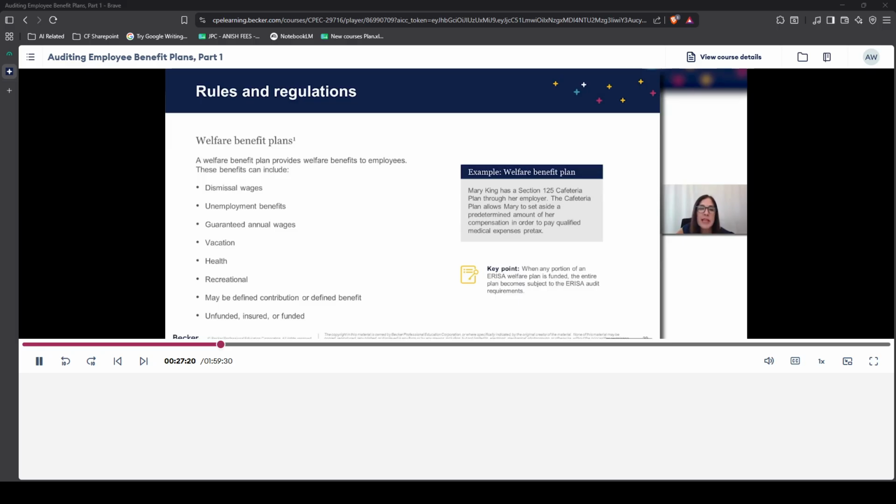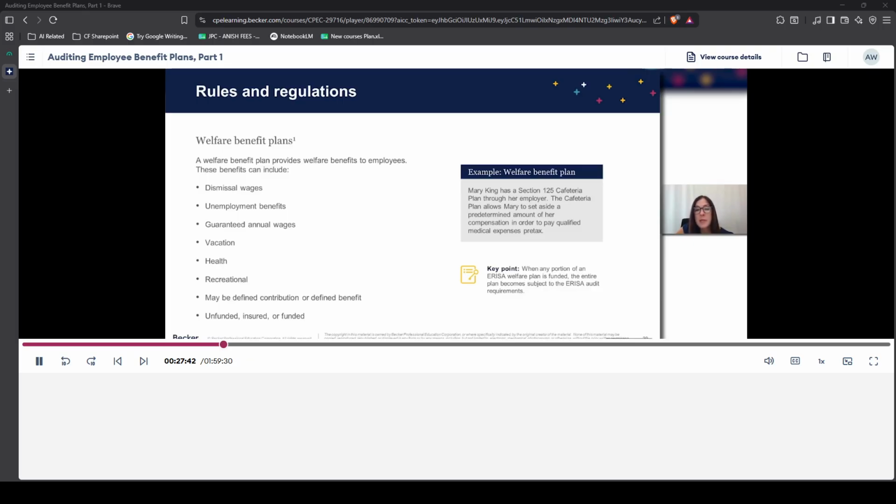But these are a few of the examples here of the benefits that can be provided under that welfare plan. Dismissal wages, unemployment, vacation, health, recreational, all of those are different types of benefits that may be offered. The welfare benefit plan can also be a DC or a DB plan.